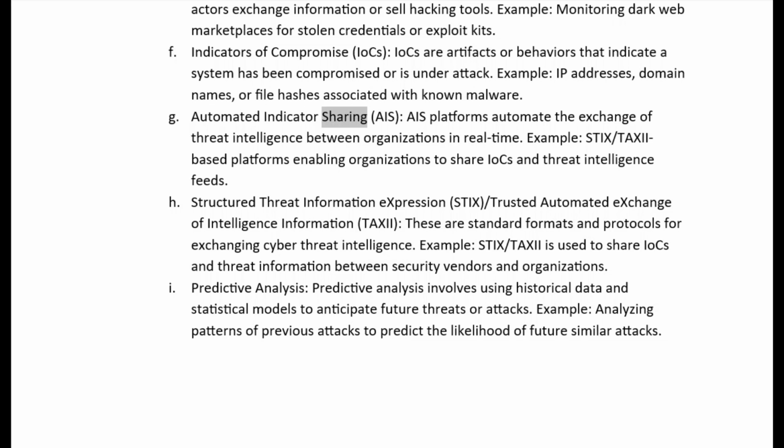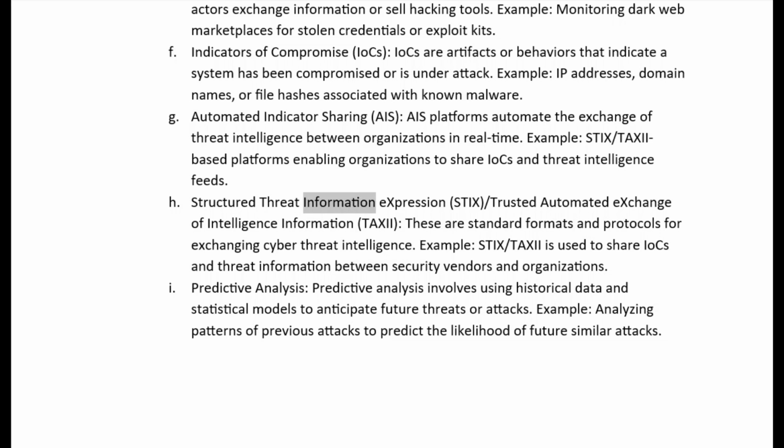Automated indicator sharing. AIS platforms automate the exchange of threat intelligence between organizations in real time. Example: STIX/TAXII-based platforms enabling organizations to share IOCs and threat intelligence feeds.